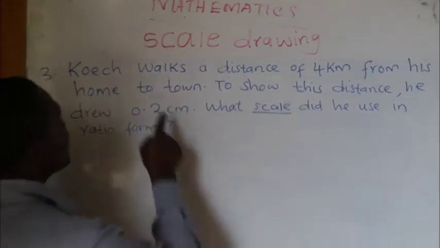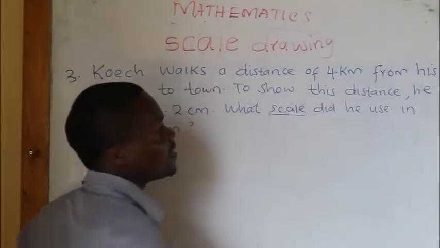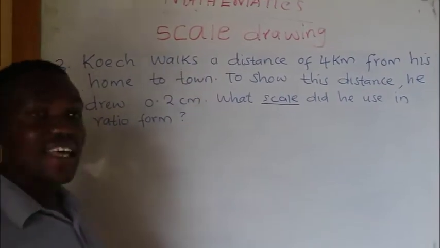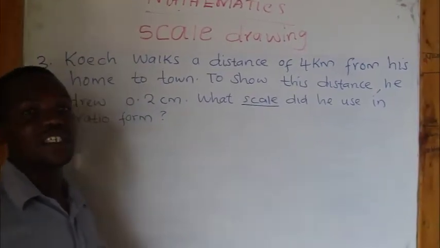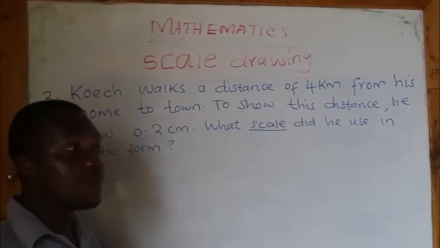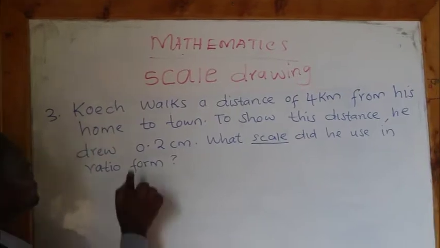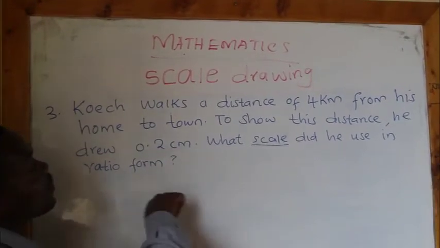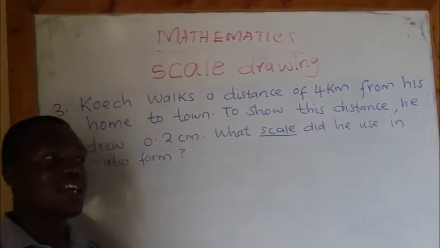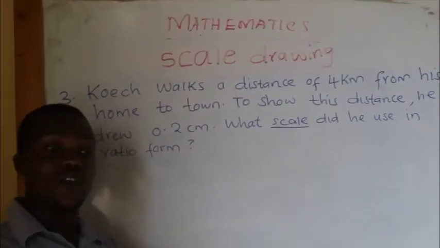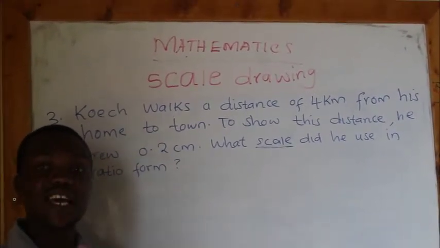In this case, this boy called H walks a distance of 4 kilometers. And when you tell that particular boy to draw that 4 kilometers on a paper, he cannot do it, because a kilometer is so big to be represented on a piece of paper. But now he decided that he will use 0.2 centimeters to represent 4 kilometers. Remember, you don't just sit down and guess the units that can represent a certain real length. No, you have to come up with a unique scale. That is a unit scale of conversion.